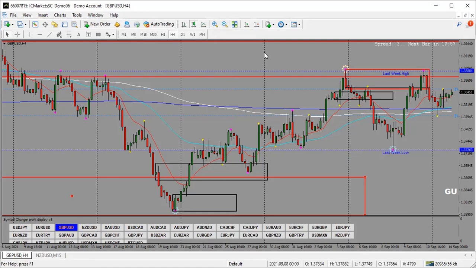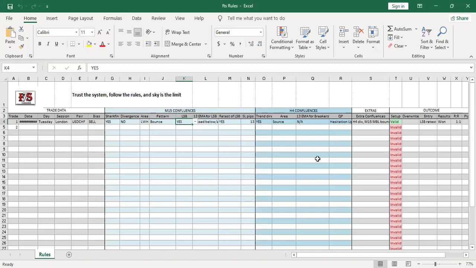So the last thing I'm going to talk about is this spreadsheet, and I believe you got this spreadsheet. You got a spreadsheet? You saw it? Yes.